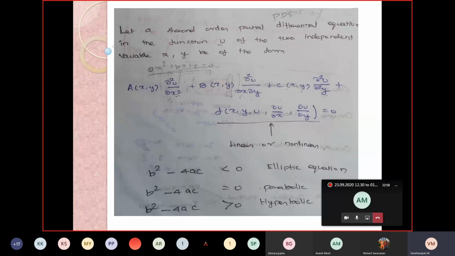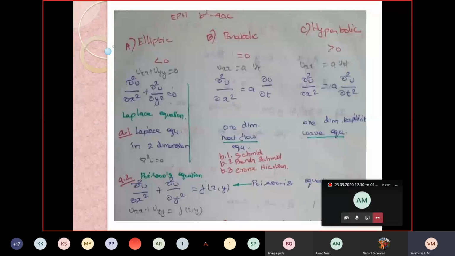In this particular unit, we are going to solve elliptic, parabolic and hyperbolic equations, whether they belong to an ordinary differential equation or a partial differential equation. These are some key points we are going to see in this unit. If it is less than 0, that is elliptic. If it is equal to 0, that is parabolic. If it is greater than 0, that is hyperbolic.